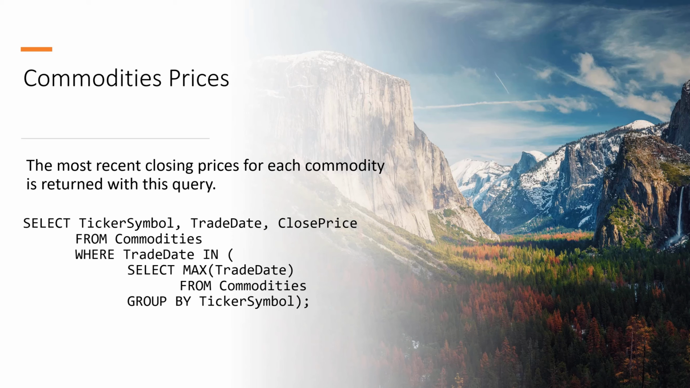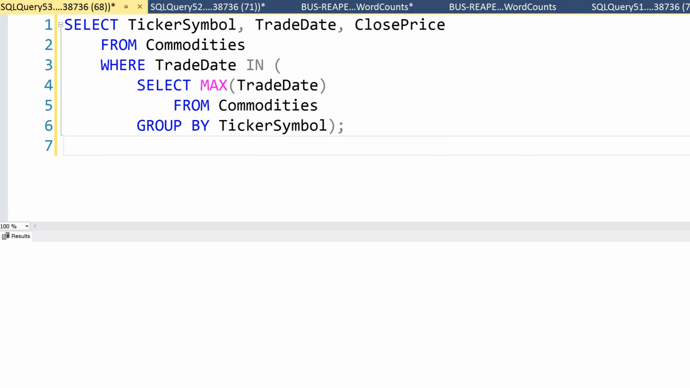So our subquery has a select max trade date that gives us the most recent one. That's fed into the outer query, and then we list the ticker symbol, trade date, and closing price. Here is the query in SQL Server.